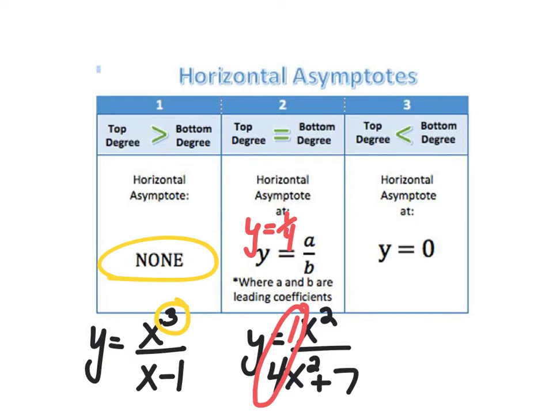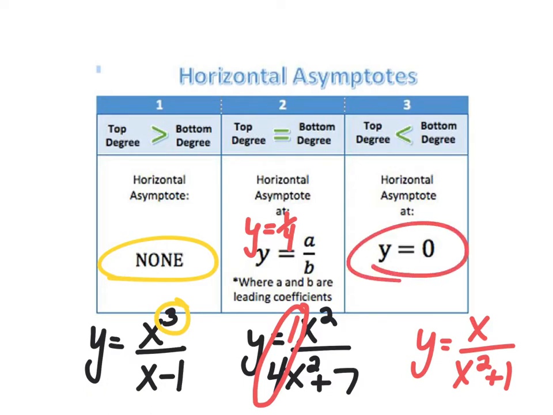The third scenario is if the top degree is less than the bottom degree. That would be where you have x over x squared plus 1. So the bigger one is on the bottom. This is always going to have a horizontal asymptote at y equals 0.